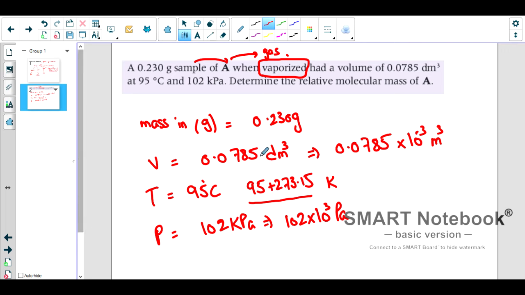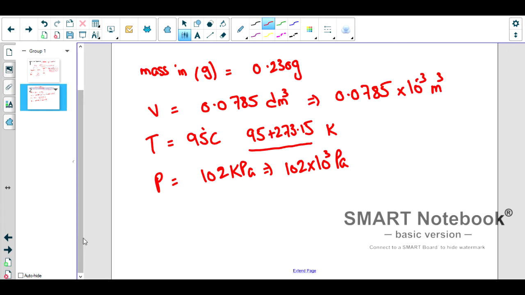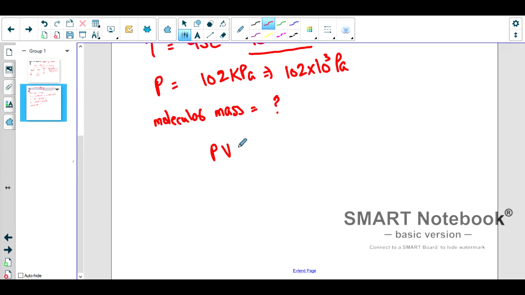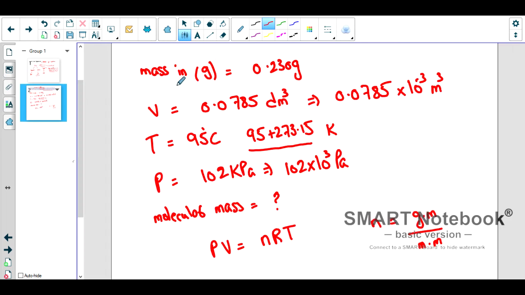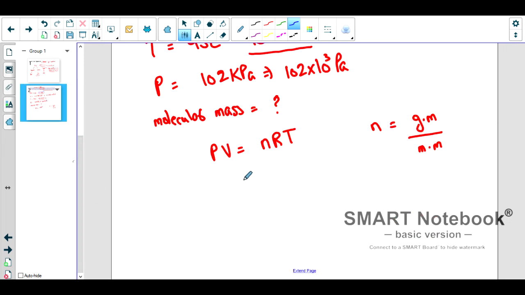What we want to find here is the relative molecular mass. We know an equation which is the general gas equation, PV equals nRT. But if you look here, there is no molecular mass in this. But we know one more formula. That formula is for number of moles, which says it is given mass over molecular mass. And we have the mass given, which is 0.230 gram. We can use this formula and reverse it, and we can get our answer.